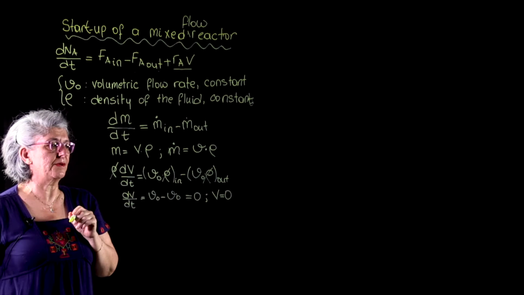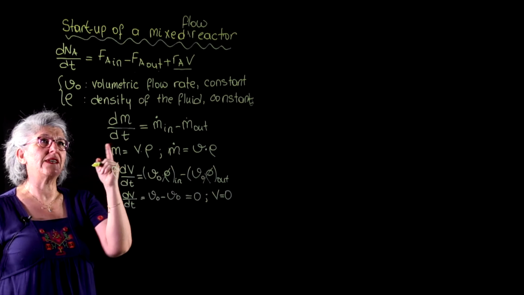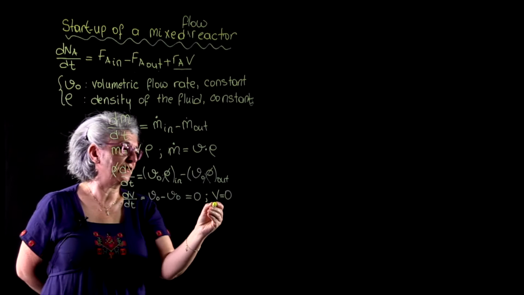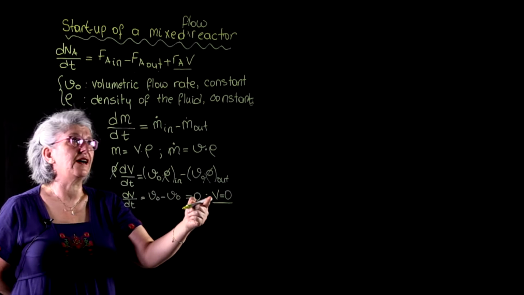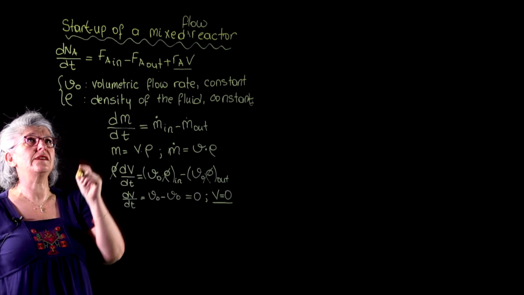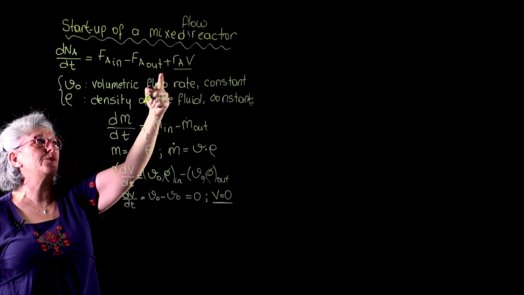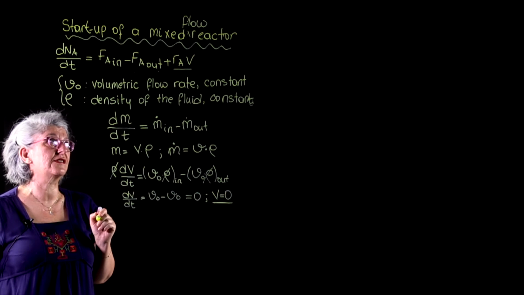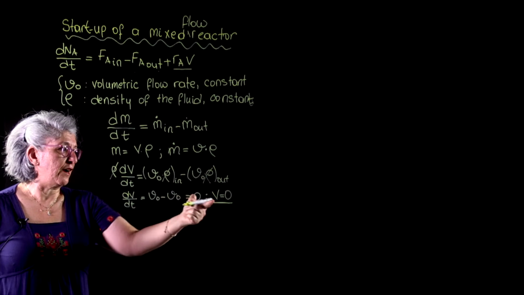the underlying principles of constant density and constant volumetric flow rate. So when we say constant density and constant volumetric flow rate, that leaves the volume of our reactor constant. Now with this, I'm going to go back and I will rearrange the overall species mole balance, dNA over dt being equal to FA in minus FA out plus RA times V. And I'm going to solve this equation for you for the startup of a mixed flow reactor. Remember, our volume is constant.